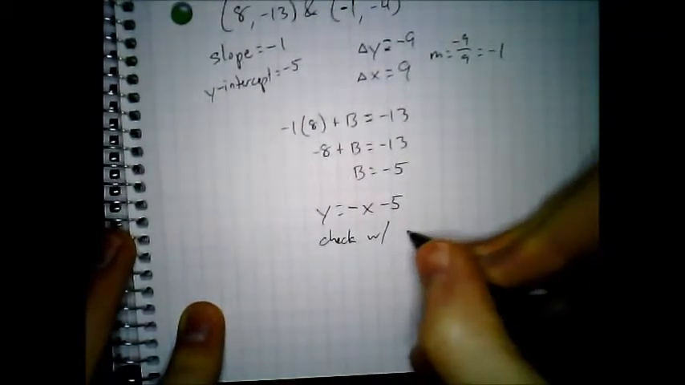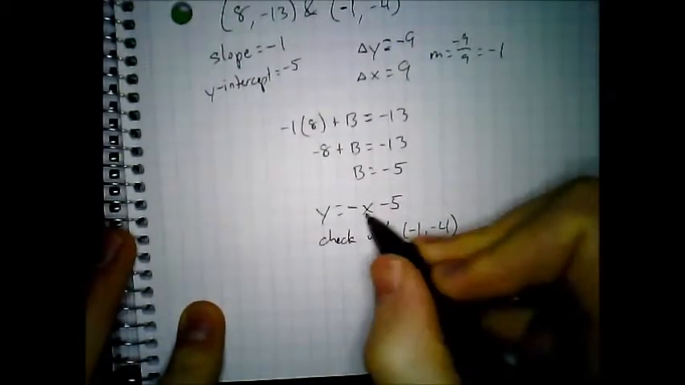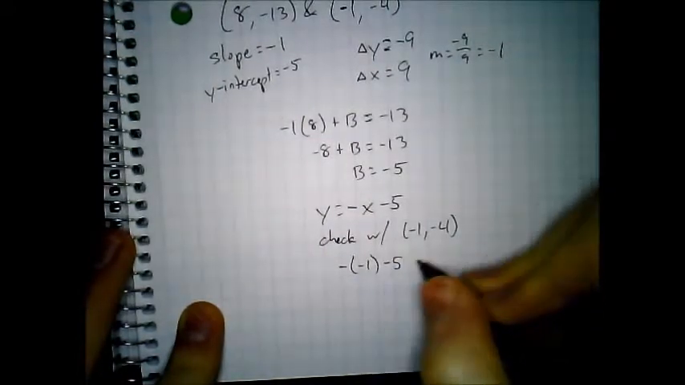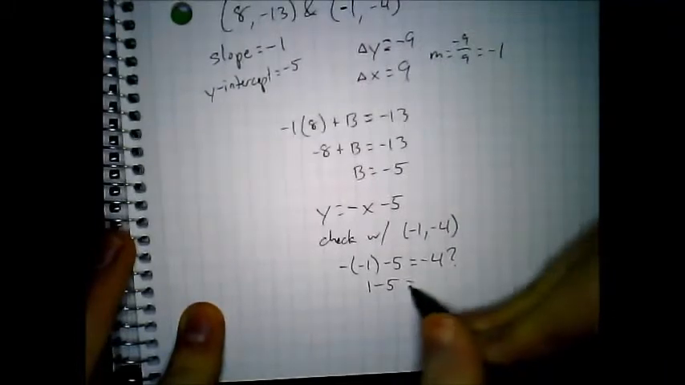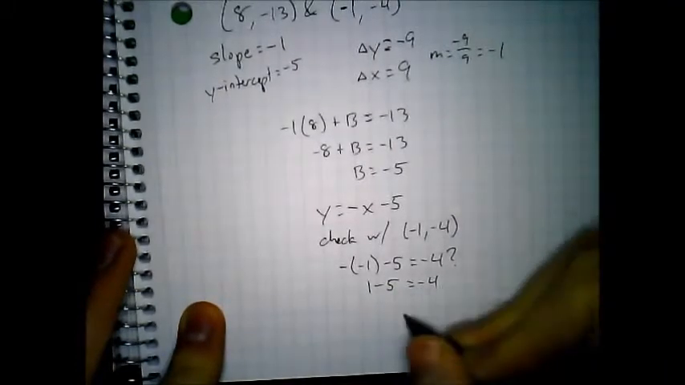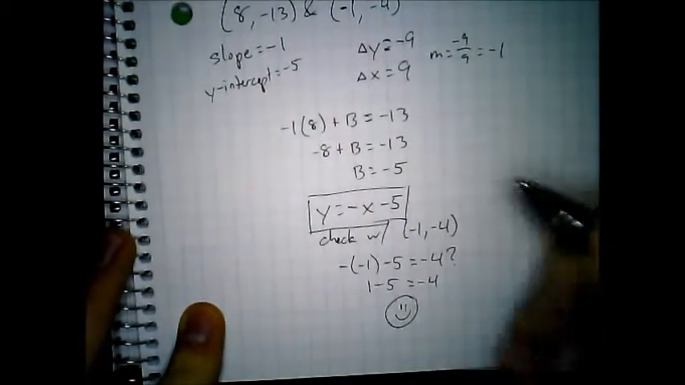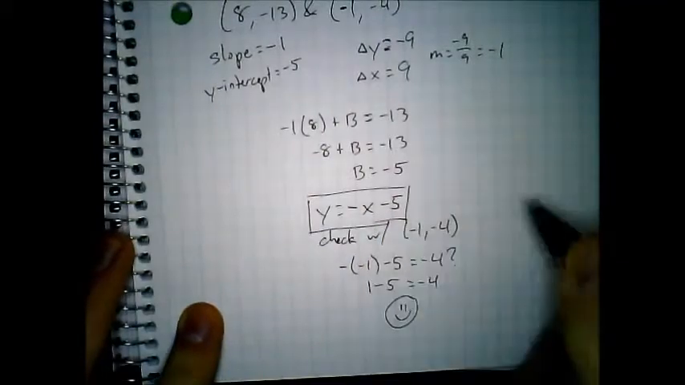We're going to check with our other point just to make sure we did it right. So we take the opposite of x, minus 5. The opposite of negative 1 is positive 1, minus 5, and we hope that this equals negative 4. 1 minus 5 does equal negative 4. So we're happy because we did this problem correctly. Again, this point better be on the line, and if this point's on the line, then it better make this equation true.